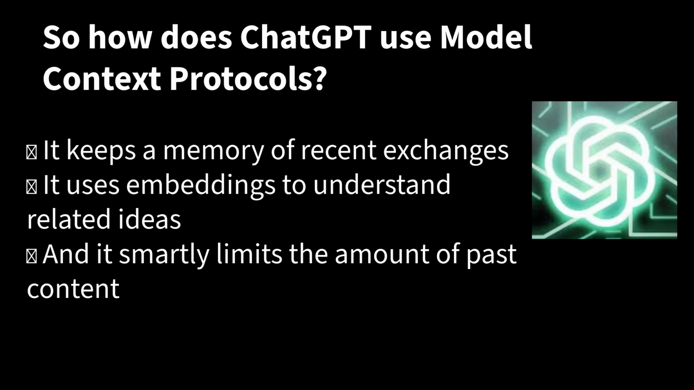So, how does ChatGPT use Model Context Protocols? It keeps a memory of recent exchanges. It uses embeddings to understand related ideas, and it smartly limits the amount of past content it loads. So, it's efficient and relevant. This is what makes it feel like you are talking to an AI that actually listens.